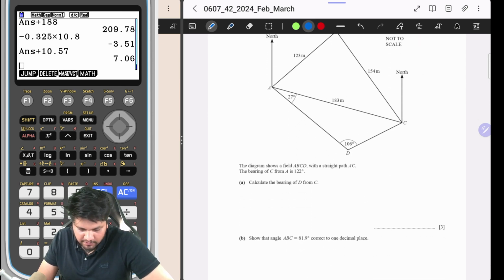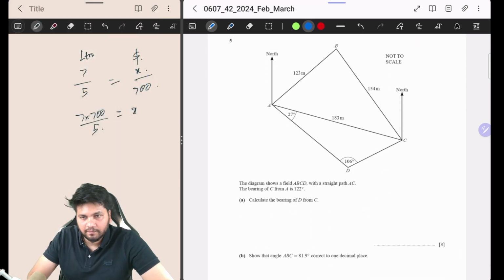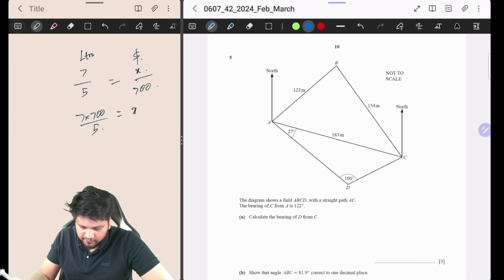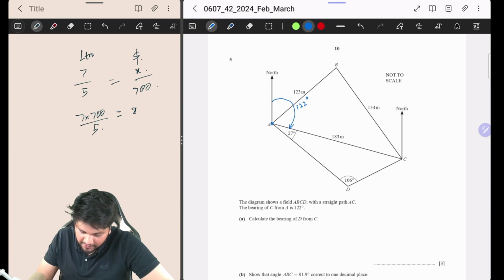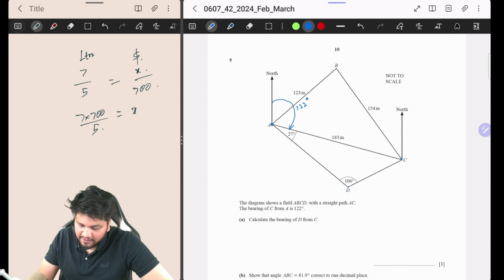Let's move on to another question. So here the diagram shows a field, question number 5, ABCD with a straight path AC. The bearing of C from A is 122 degrees. So you're standing at A and you want to look at C. So what is the bearing? They are saying that this bearing is nothing but 122 degrees. Calculate the bearing of D from C. So you're standing at C and you want to look at D. So that's how the bearing will work.